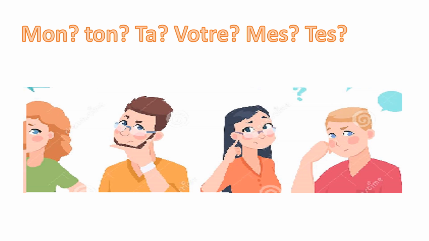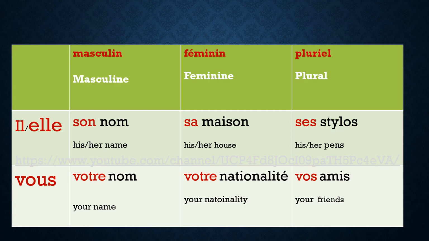Okay, now in my previous video, I explained je and tu, and their adjective possessives. Now let's go further. Now we know il, elle. What is il and what is elle? Yes, he and she. Now the adjective possessive for he, she is his and her.